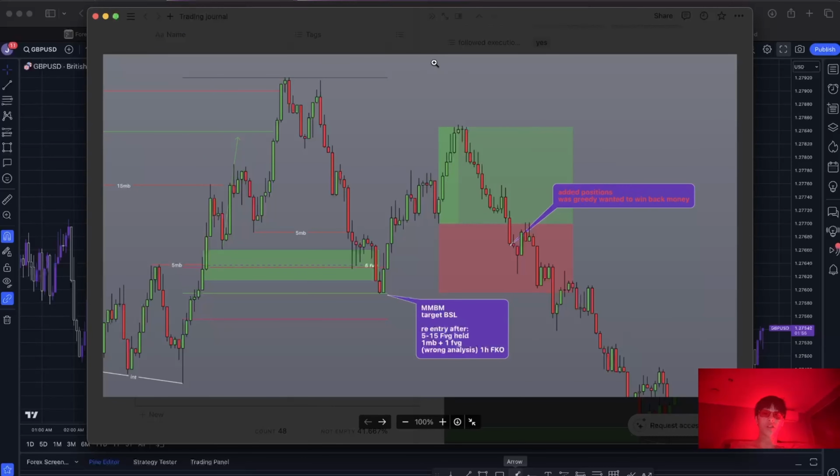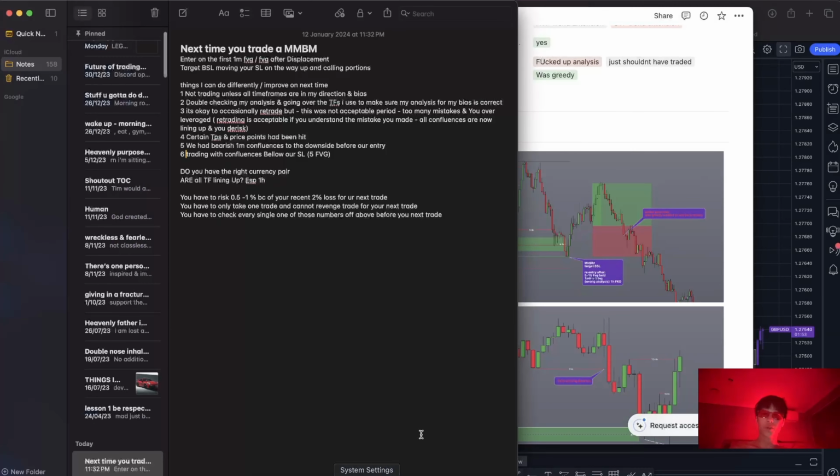There are some things I did learn from these trades, and I'm going to implement next time before I trade. So not trading unless all time frames are in my direction and bias. I at least want the 1 hour, the 15 minute. Nah, I'm not even joking. You gotta have daily, 4 hour, 1 hour, 15 and 1. All five of these in my bias, and if they aren't, then I want you to roast me in the comments.